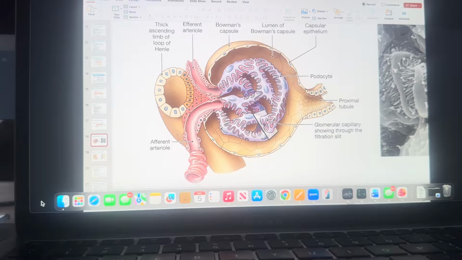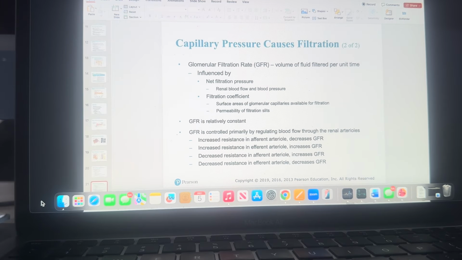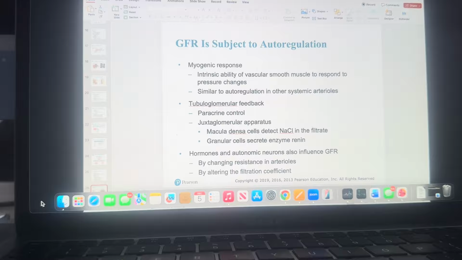So if blood flow is decreased through the afferent arteriole, we can vasoconstrict these blood vessels, increasing the flow. If we have too much flow, if it's too fast, we can vasoconstrict these blood vessels. So these are specialized cells that act to modulate and control blood flow. They're called mesangial cells. And the process is called tubular glomerular feedback, right?